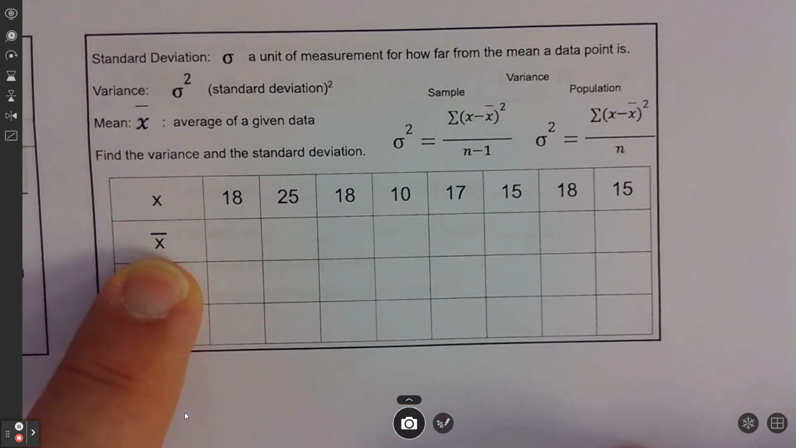First off, this symbol here, does anyone know what X with the bar on top means? Anyone want to guess? Repeated. No? That's a good guess.